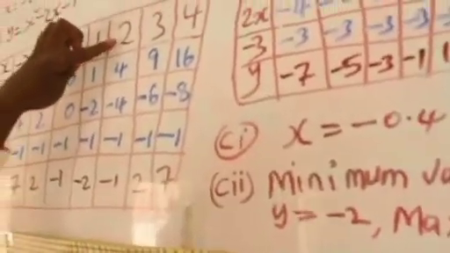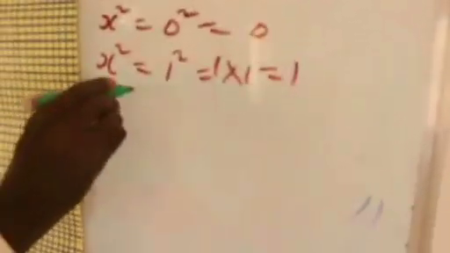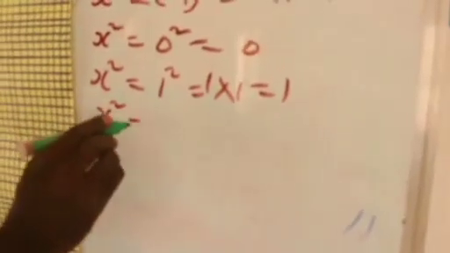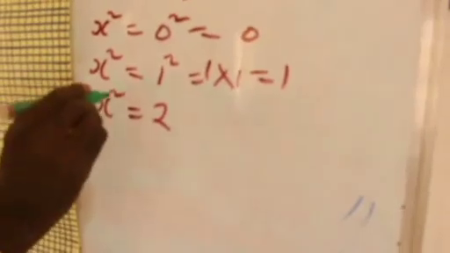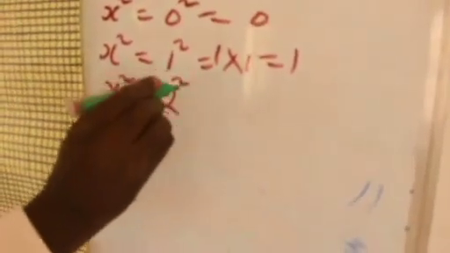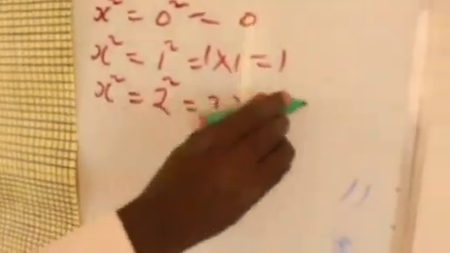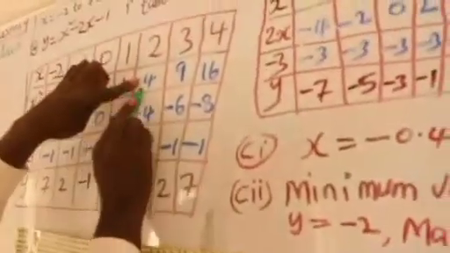Then let's pick 2 and put in place of x squared to see what we're going to get. And we have 2 in place of x. We square it since our x is squared. When you square it, you will have 2 times 2, which is 4. And that is how we have gotten this 4.